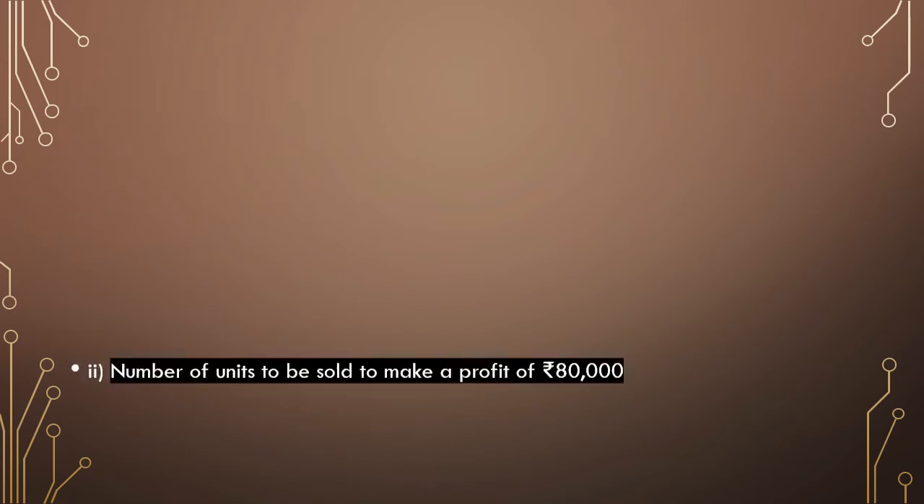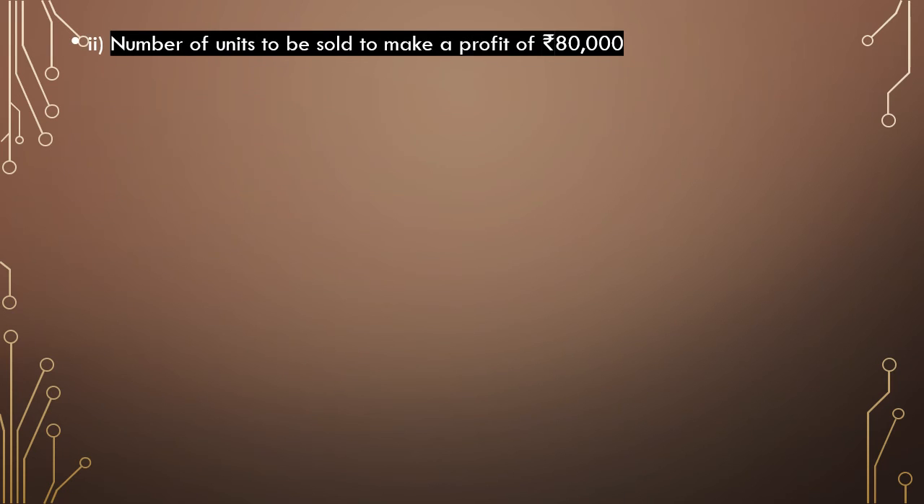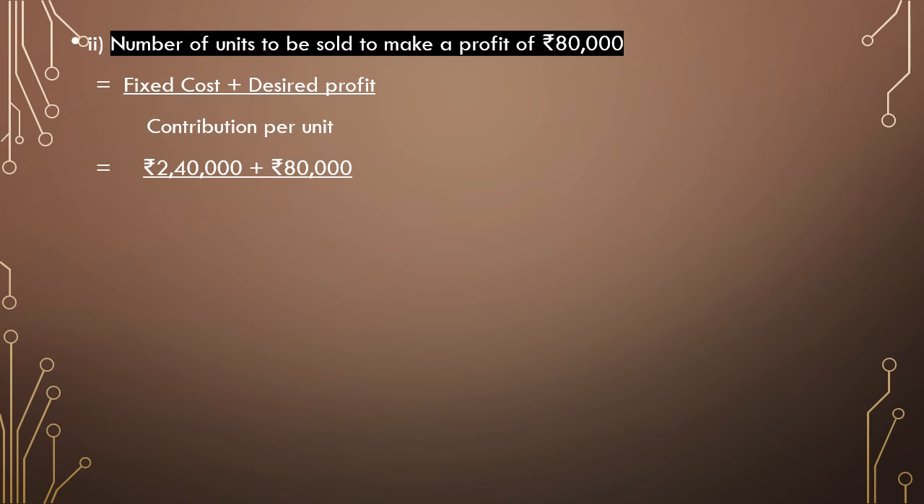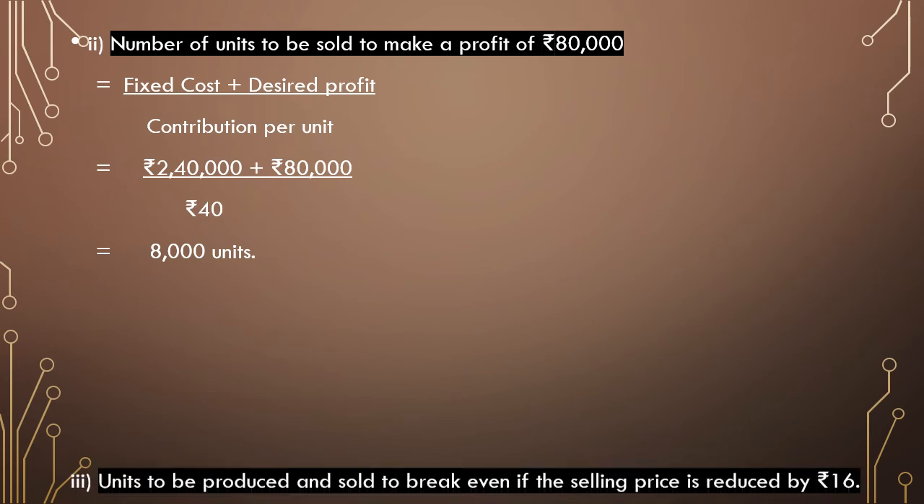Then the next calculation is of number of units to be sold to make a profit of rupees 80,000. We can put the formula as fixed cost plus desired profit upon contribution per unit. So we have fixed cost, that is rupees 2,40,000 plus our desired profit, that is rupees 80,000 upon contribution, that is rupees 40. In this way, we can get the number of units is 8,000 units.